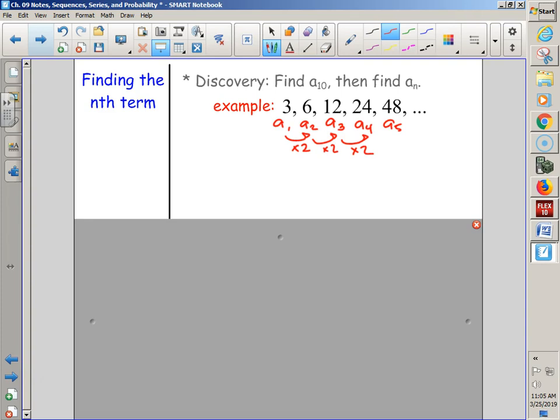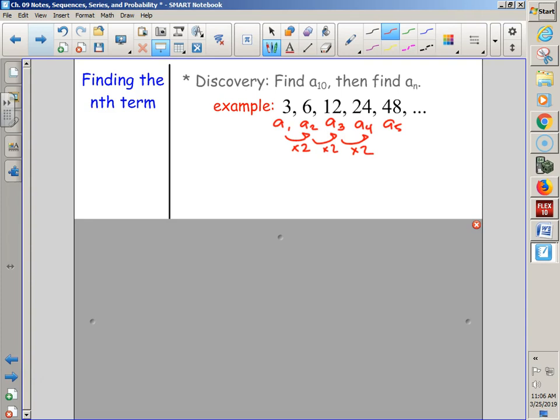How many jumps in between my first and fifth fingers? 4. So there are 4 jumps of addition if it's addition, but there's also 4 jumps of multiplication if it's multiplication. Now, if I was to add, we say n minus 1 times d. Repeated addition is multiplication. Repeated multiplication is times r, times r, times r, times r. Couldn't I say r to the 4th?